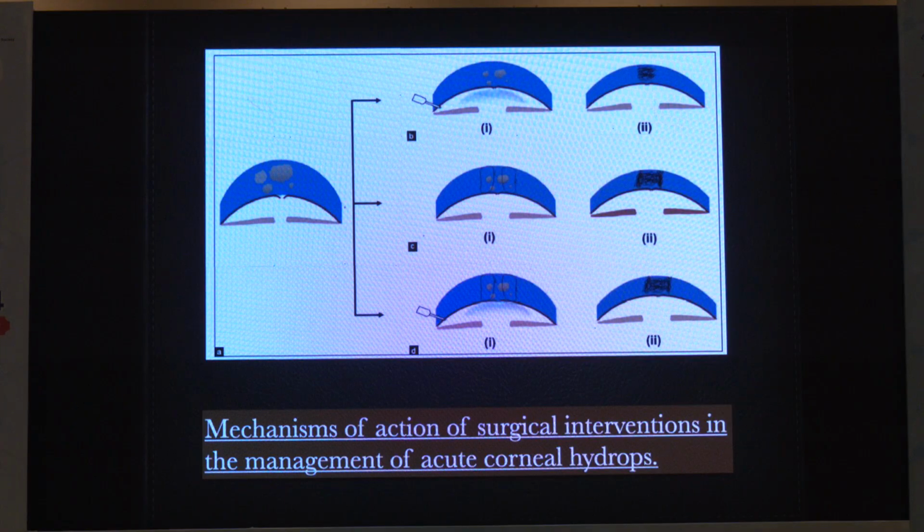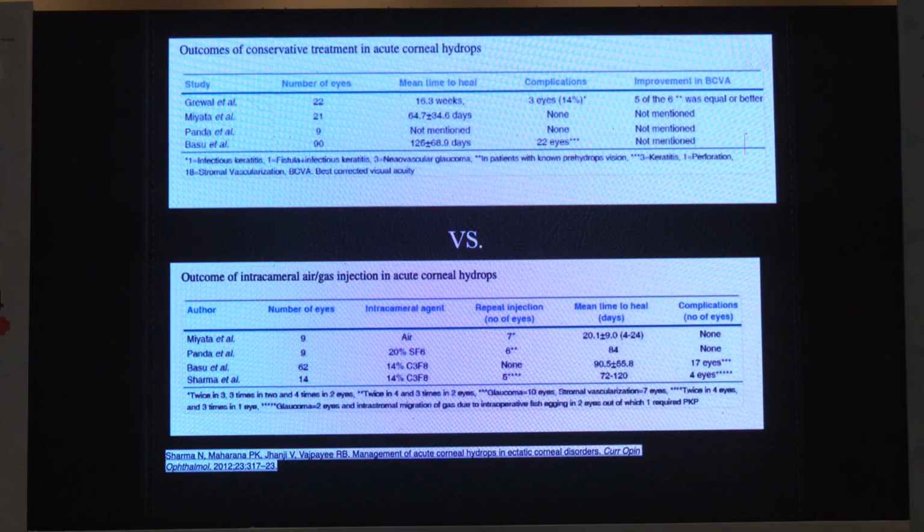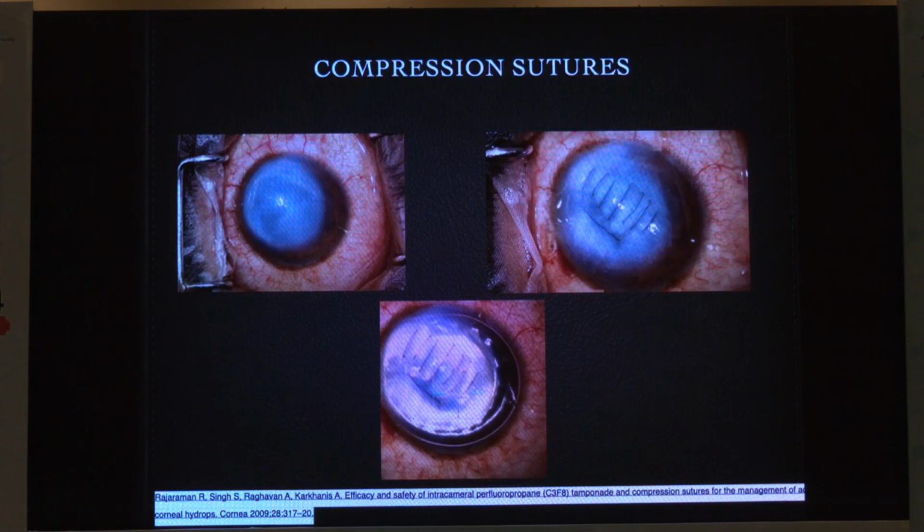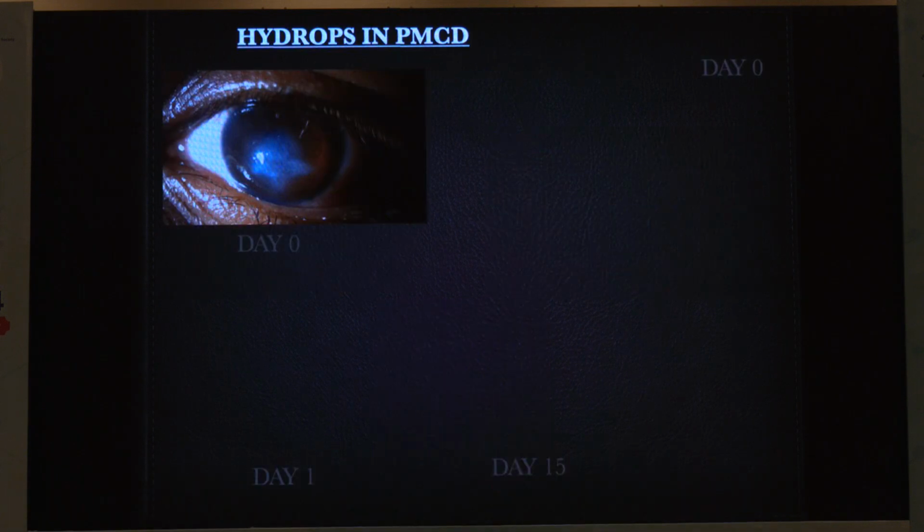So how do we do the intracameral injection of the gas? If you see, we are injecting an air bubble in the AC or a C3F8 bubble, compression sutures also help, and a combination of compression suture as well as intracameral gas injection gives better results. These are the outcomes of different studies in various literature that I have compared and written, showing improvement in best corrected visual acuities in such patients. This is the picture showing compression sutures in these kind of patients.